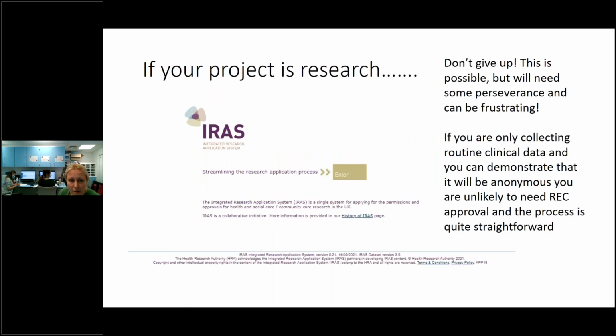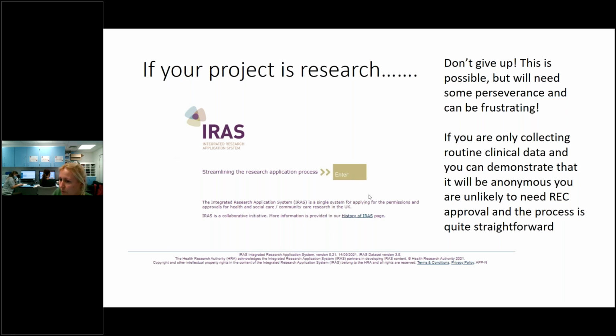Okay, so if it does come up with your project being research, if you think it was generalizable, this is what you have to do. Don't give up. If you're determined and you want to stick at it, there's no reason why you can't register properly a research project that's retrospective. So you just go onto this. This is the IRAS system, the Integrated Research Application System. Click on enter there, and you register your project.